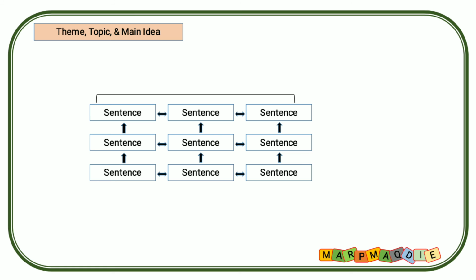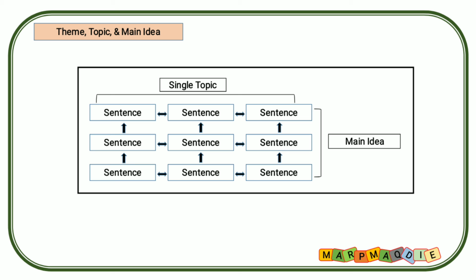These sentences are led by one topic, and all of these sentences are united by one main idea. So a passage consists of sentences. The sentences are led by one topic and they are talking about one main idea. This is what we call a passage.